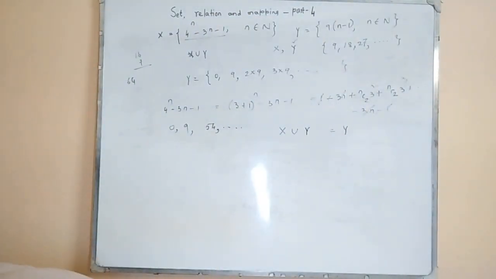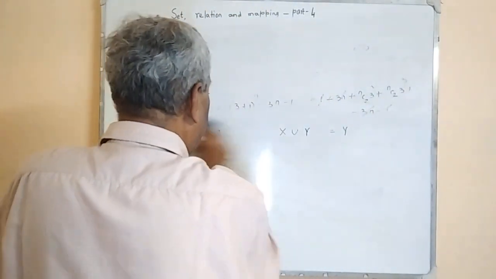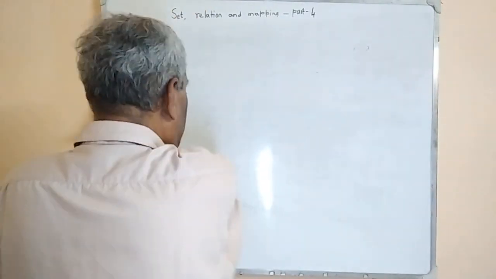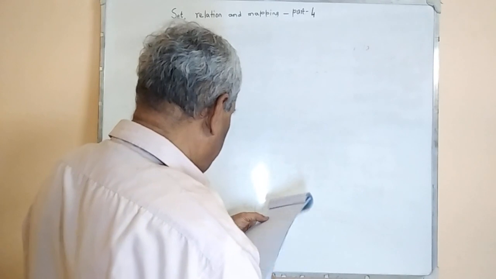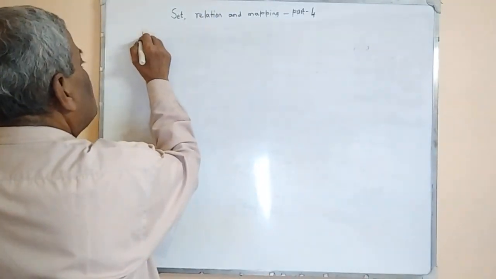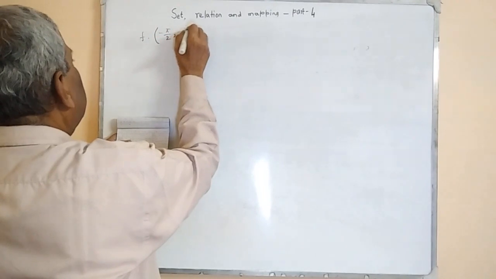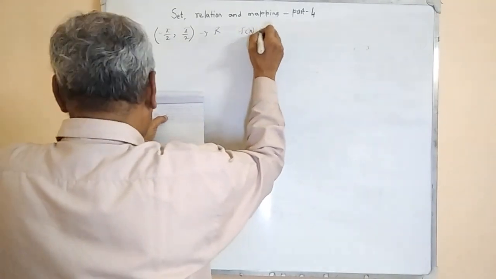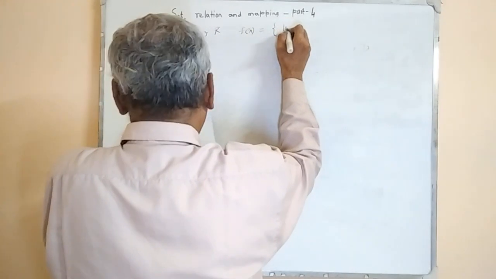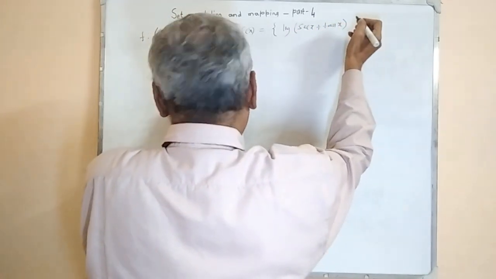One more problem I will discuss. If f from minus pi by 2 to pi by 2 to R, where f(x) is equal to log of (sec x plus tan x) whole cube.